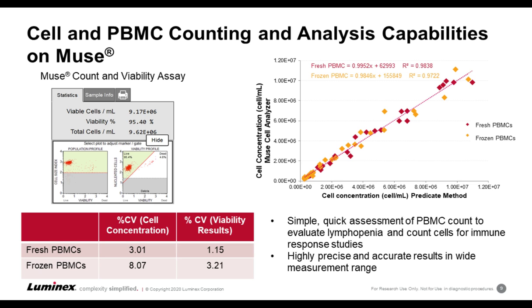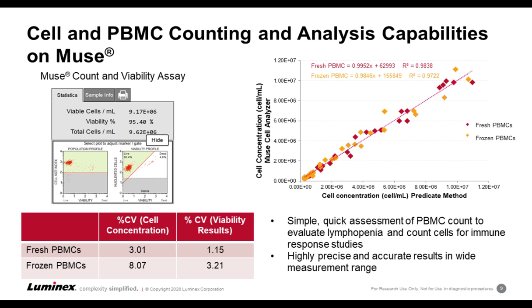So let's take a closer look at the Muse count and viability assay. This is a very useful assay for determining cellular concentrations and viability status in a cellular sample, and this assay has been extensively applied to a wide variety of cell lines, and many studies have been performed comparing this assay with different methods. The assay is accompanied by a dedicated software module and can provide summarized data outputs as shown on the left in an easy format for the user to deduce the results and the next steps.